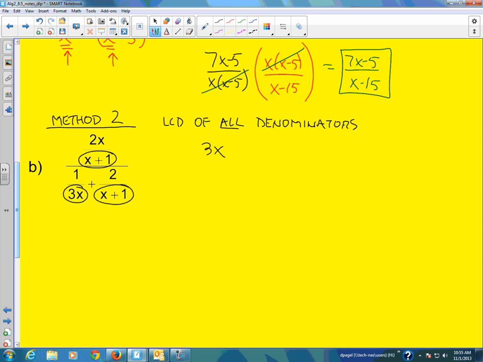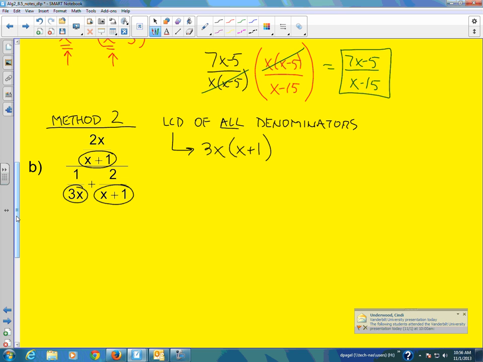Now, 2 of them have x plus 1 in common. The third one does not. And so, because they all don't have it in common, I need to include it. That means x plus 1 would also be a part of this LCD. Now, that's the LCD of the entire complex fraction.